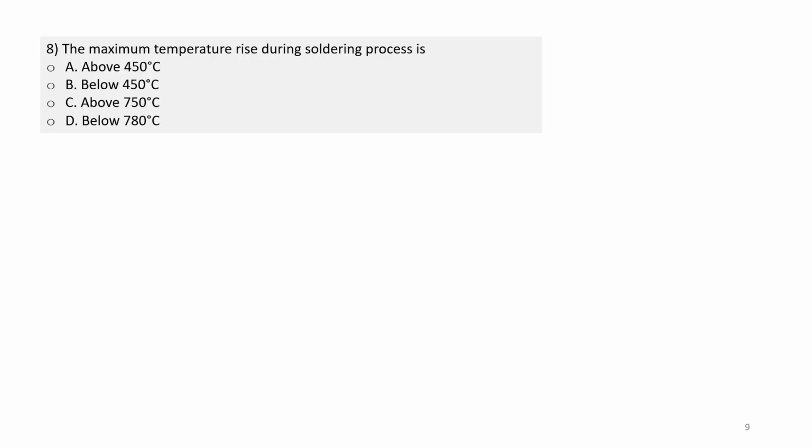Next question is the maximum temperature rise during soldering processes. Options are above 450, below 450, above 750 or below 780. So the correct answer will be, in case of soldering, you use metals which have a very low melting point, such as tin, lead and other tin, silver based solders and many more. So in these cases your melting point only goes up to 450 degrees Celsius. So the correct answer will be below 450.